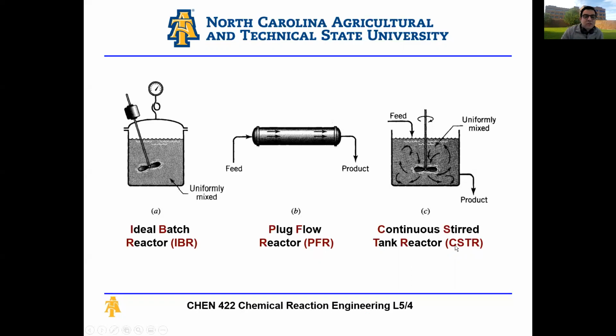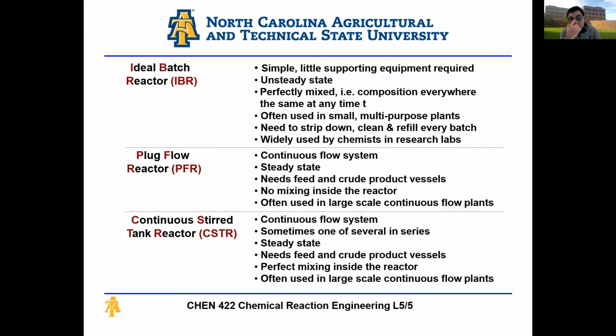So what are really the differences between these three? Your ideal batch reactor is a simple reactor with little supporting equipment. You just have a vessel. I put in the chemicals, I let them react, and then I take my products at the end. It usually operates in unsteady state. We make the assumption that it's perfectly mixed, and by perfectly mixed, we mean that composition everywhere is the same at any time t, right? So time equals 0, time equals half-life, the end, 5 seconds, 10 seconds. We assume it's perfectly mixed and the composition is the same.